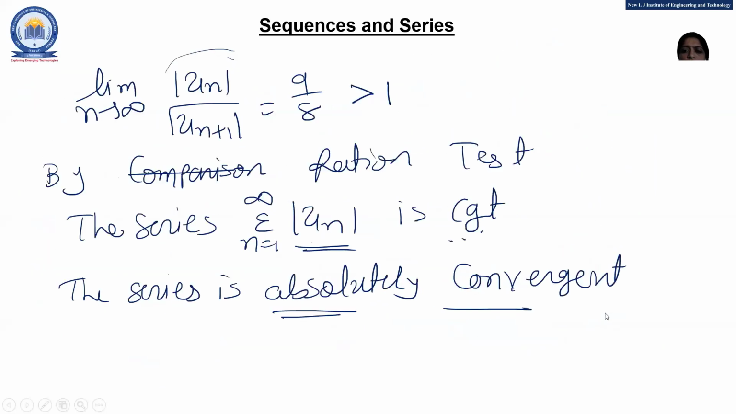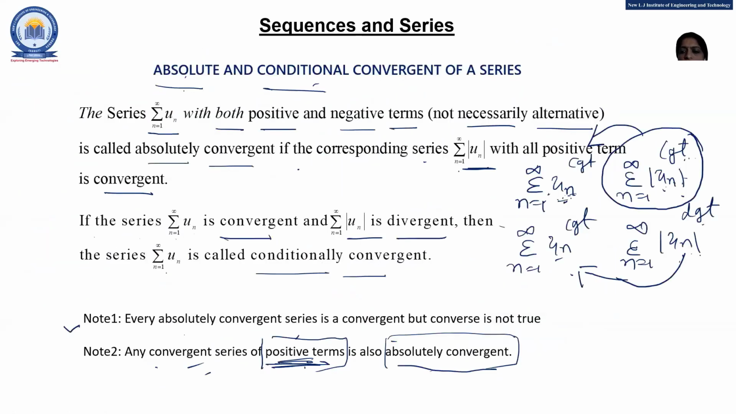See, let's check the rules which I told you. Where Un is convergent and mod Un is divergent, then your series is conditionally convergent. Okay, got it?